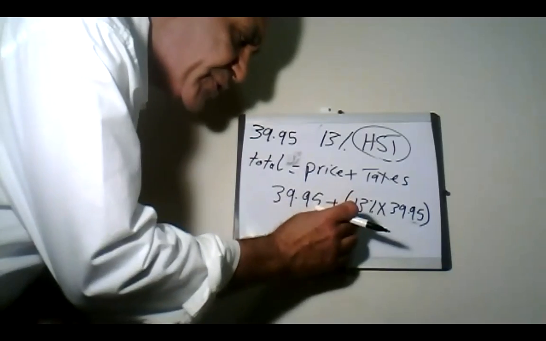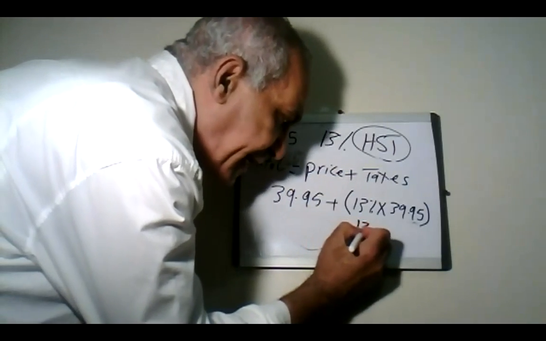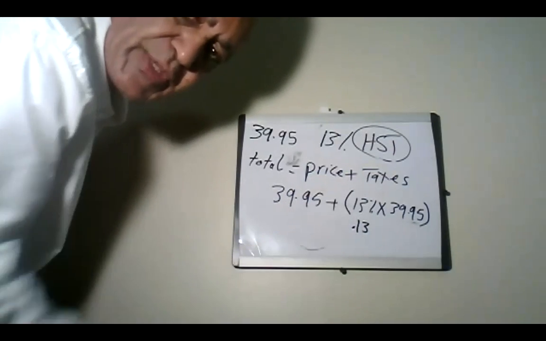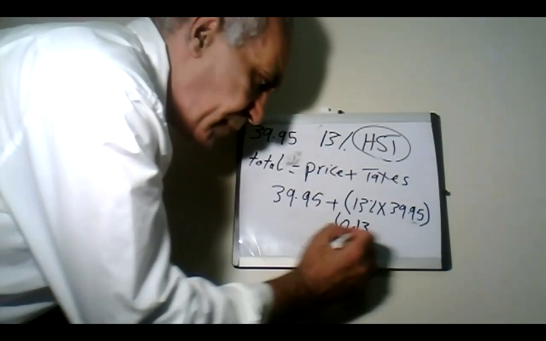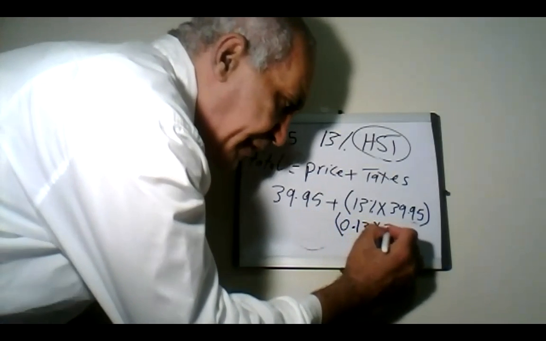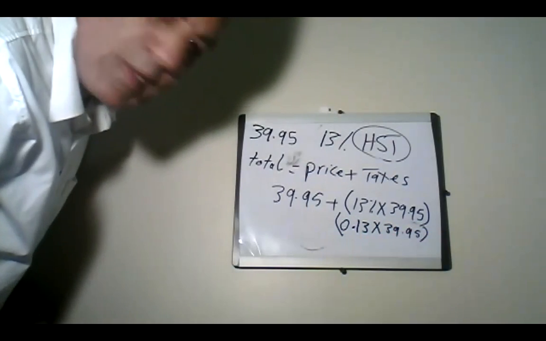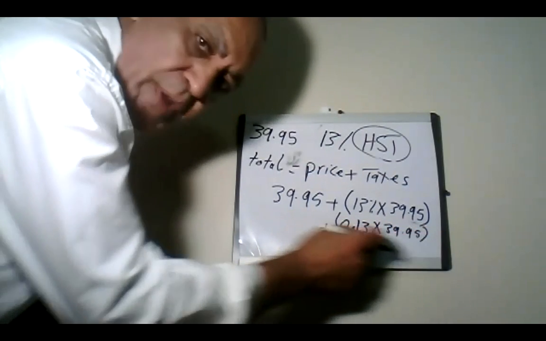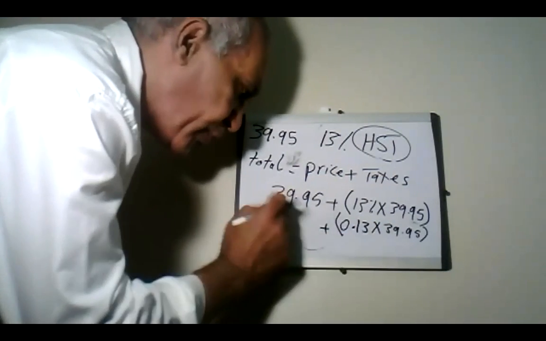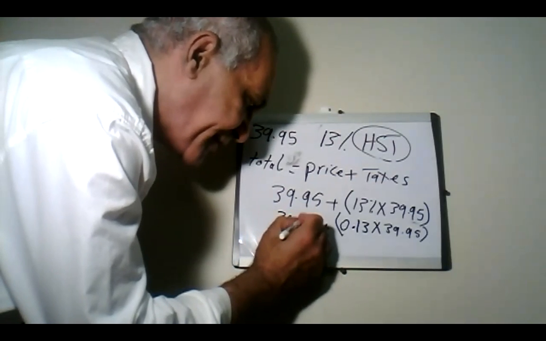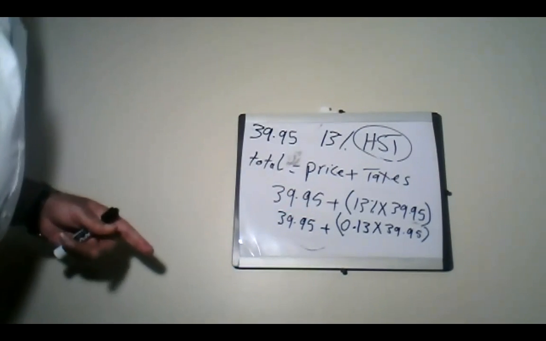You have first to multiply 0.13, which is 13%, by 39.95. Then, after you finish the multiplication, you will add the output to 39.95. So these are the priorities of the operations.